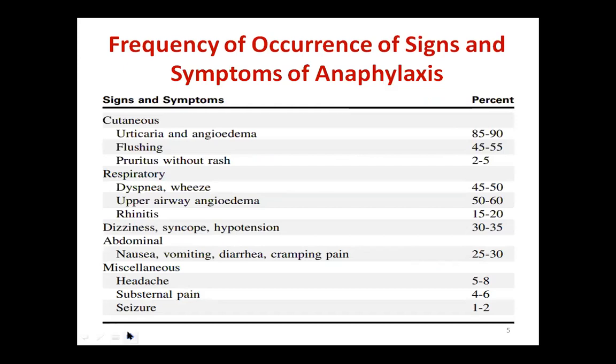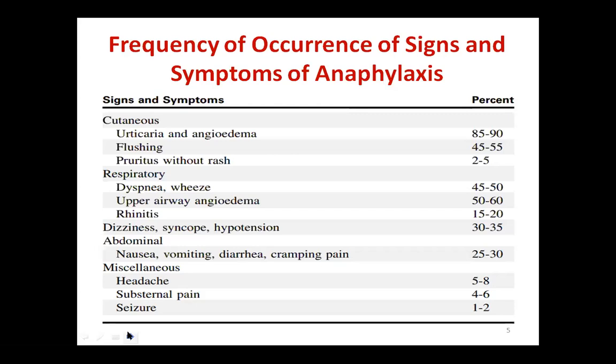And if we look at the percentages of different types of system involvement, cutaneous involvement is the most common presentation. So 85 to 90% of anaphylaxis patients will come to us with urticaria and angioedema. Apart from that, there will be flushing and pruritus, and very rarely pruritus without any rash. In 50% of cases, there will be associated respiratory symptoms like dyspnea, wheeze, upper airway angioedema, rhinitis, and as hypotension develops, there will be dizziness and syncope.